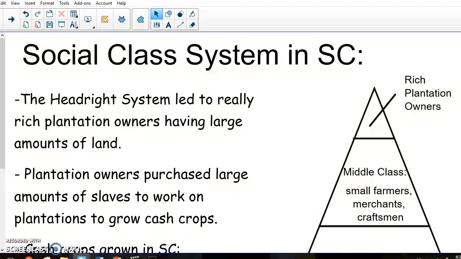When you're talking about the headright system, it's just really granting land to the settlers in the 13 colonies. It was roughly 50 acres that these people would be given, and it was just a way to attract settlers to the new region and even to begin to address the labor shortage that they would face there. Plantation owners purchased large amounts of slaves to work on plantations to grow the cash crops.